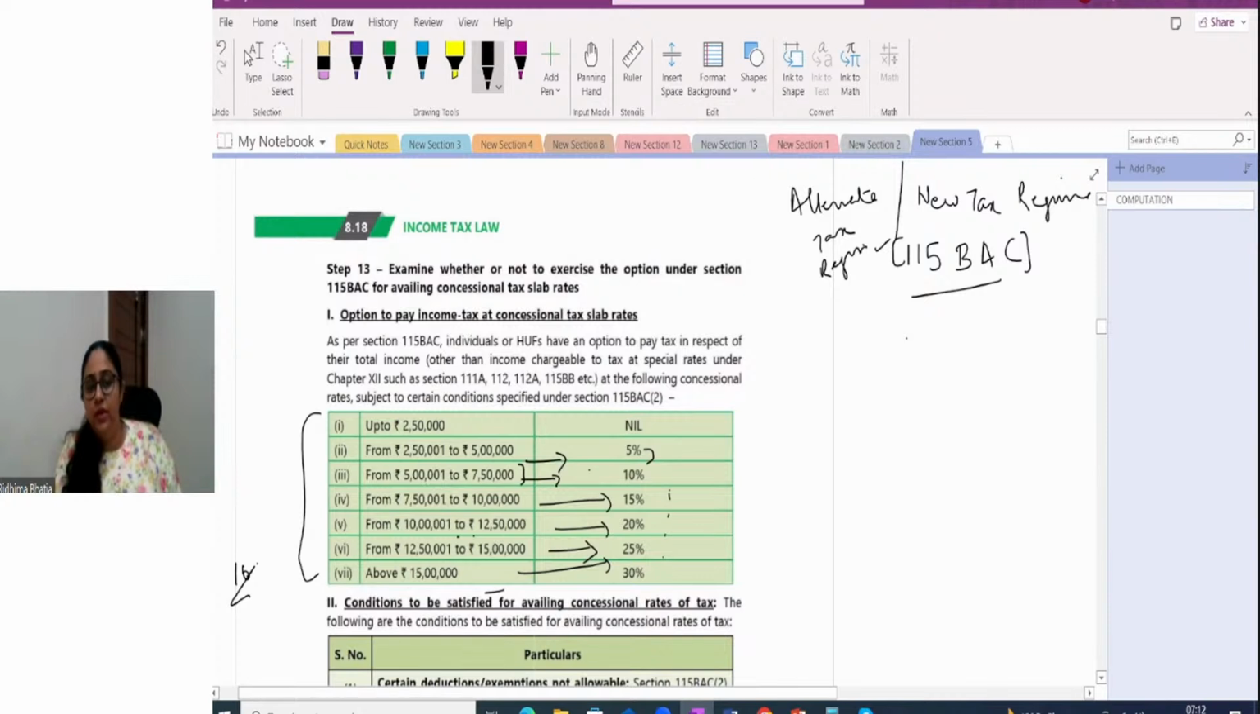5 to 7.5, 7.5 to 10, 10 to 12.5, 12.5 to 15, and above 15, 30%. Now, the moment you will see this rate, you will be like, ma'am, yehi to badhiya hai. This is the best thing because वहाँ पे तो 10% आपको 5 लाख above to 10 लाख में देना है, यहाँ पे 10% आपको 5 लाख to 7.5 पे देना है, and then 7.5 to 10 lakh में 15% देना है, then 10 lakh above में से 20% देना है.